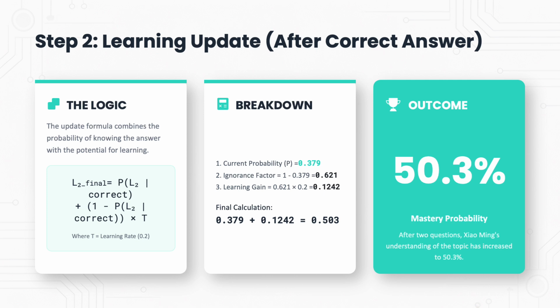You might be wondering, how do we get the values for L, T, G, and S in the first place? Do we just guess them? Absolutely not. In practice, these parameters are automatically estimated from real student data using a powerful algorithm called the EM algorithm, or expectation maximization. Think of it as a super smart teacher who analyzes the past performance of thousands of students to learn the typical behavior of a particular knowledge component.